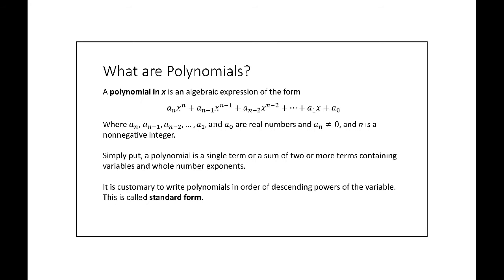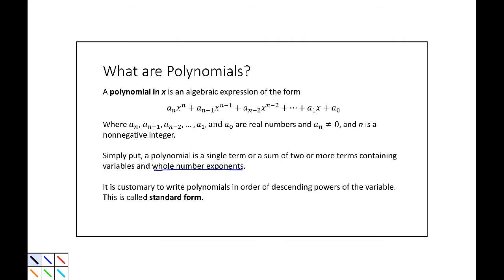Simply put, a polynomial is a single term, or a sum of two or more terms, containing variables and whole number exponents. That's important. Whole number. We cannot have negative exponents in this. That would be a totally different type of equation, or expression.